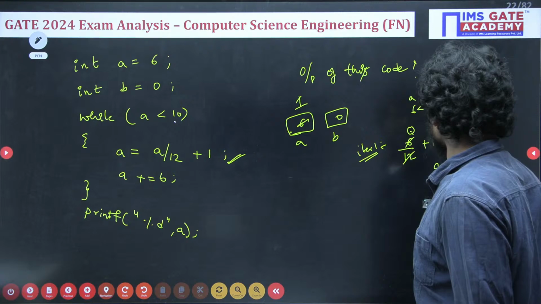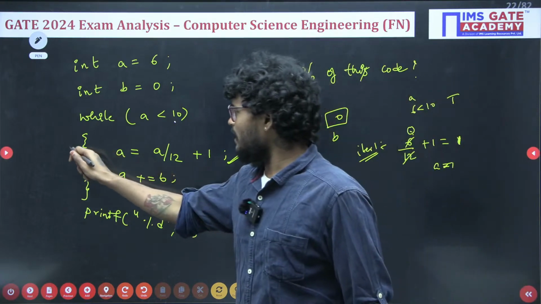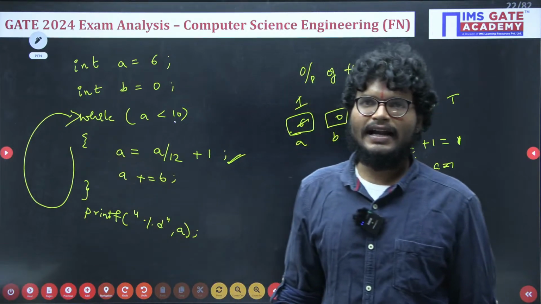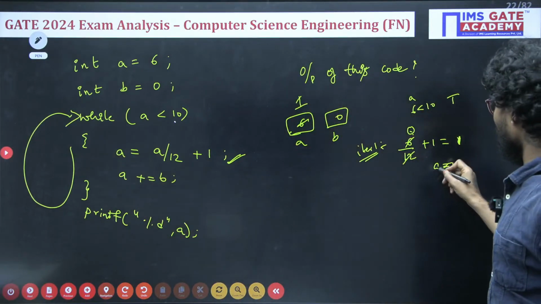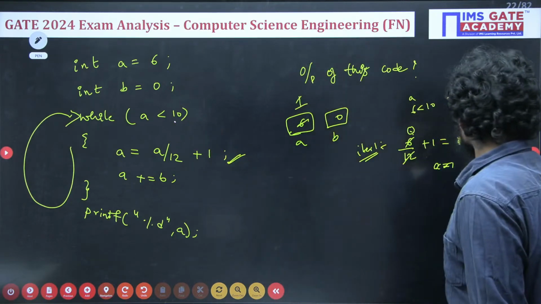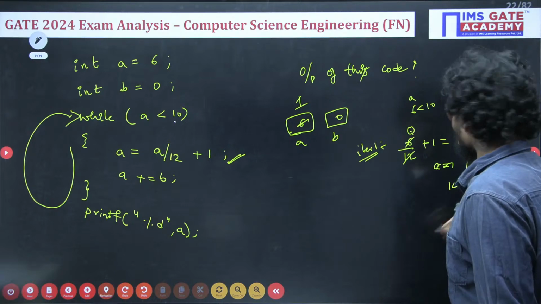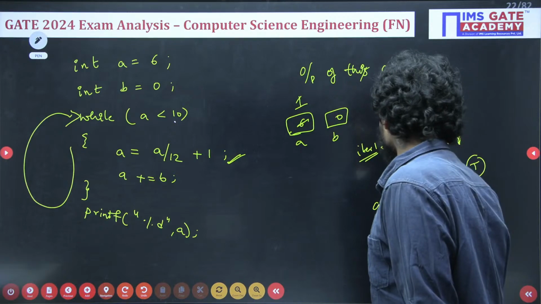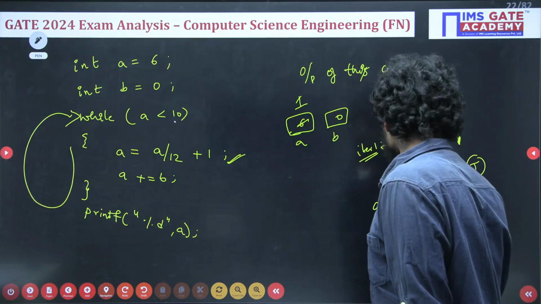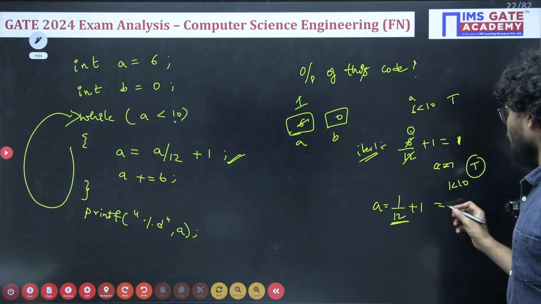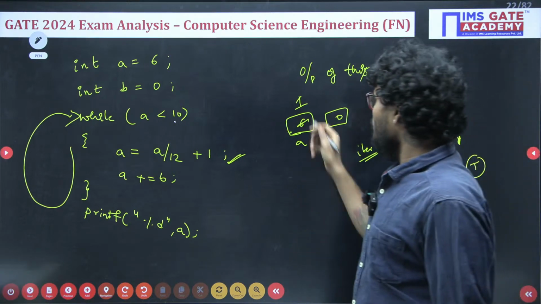So we'll check this condition again. After the first iteration is over, we go back and check whether A is less than 10. It is true again because A value is 1, and 1 is less than 10. We enter the body of the while loop again. So A value will now become 1 by 12 plus 1. Again the first term is 0, so 0 plus 1 is 1, which is incremented by the value of B, which will again place 1 in A.